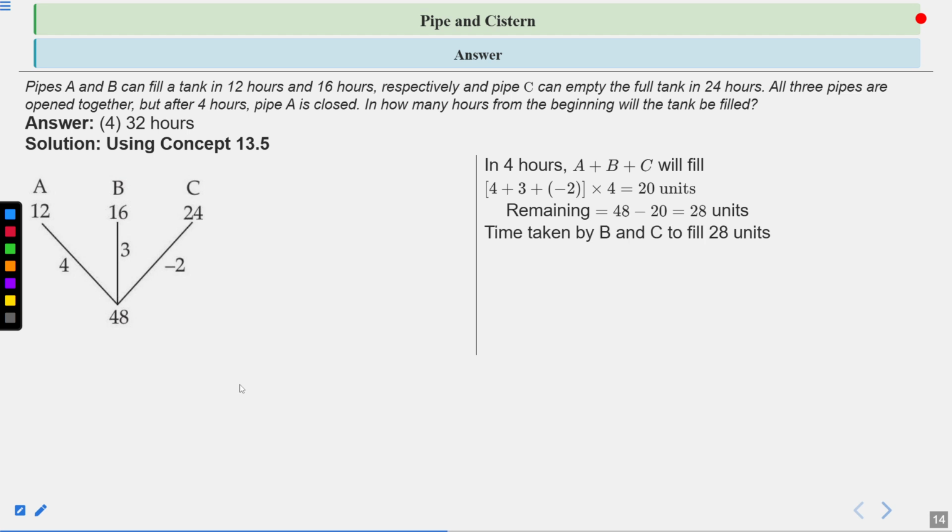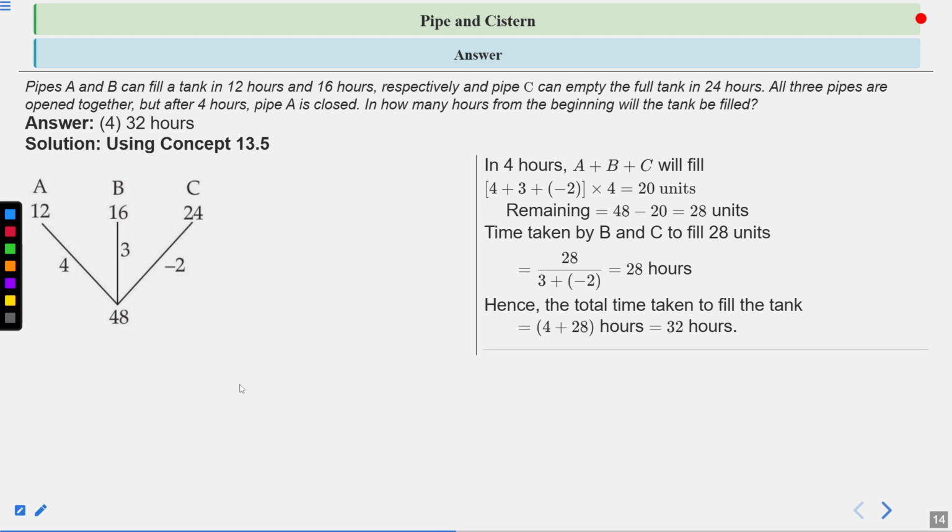So these 28 units are filled by B and C together. Now we know that the efficiency of pipe B is 3 units and pipe C is -2 units. So they will take 28 hours because their combined filling efficiency is 1 unit. So 28 upon 3 plus -2 becomes 28 hours. Now the total time, because they already worked 4 hours, so the total time taken to fill the tank will become 4 plus 28 hours, which is equal to 32 hours. So option 4 is the correct answer of this question.